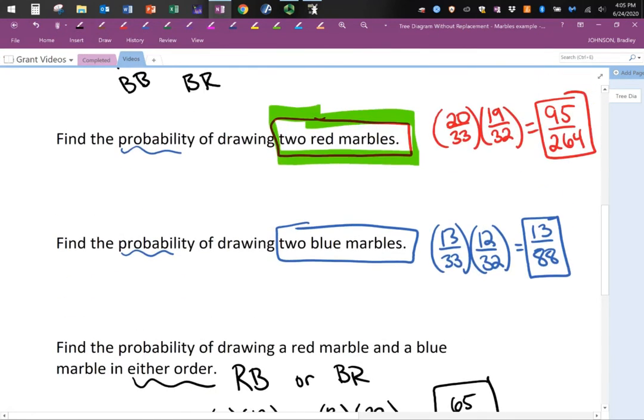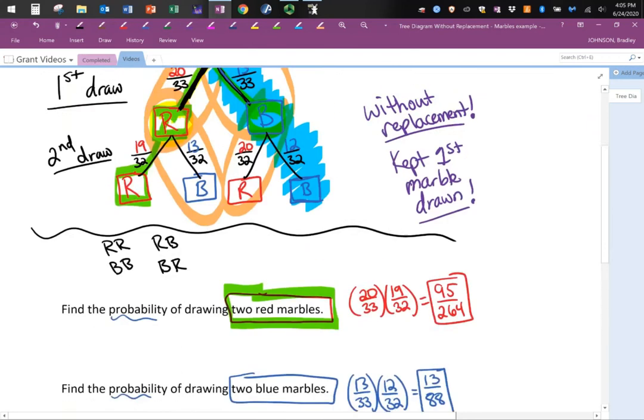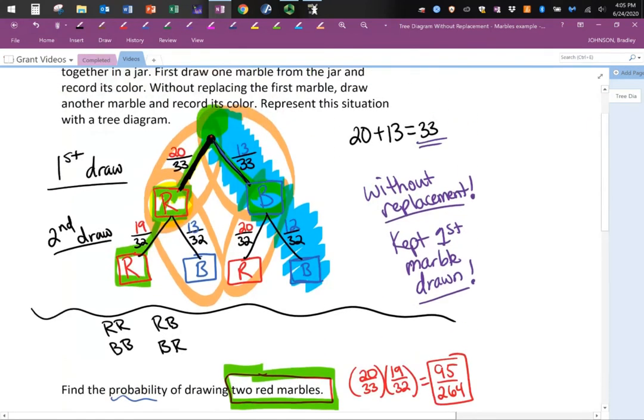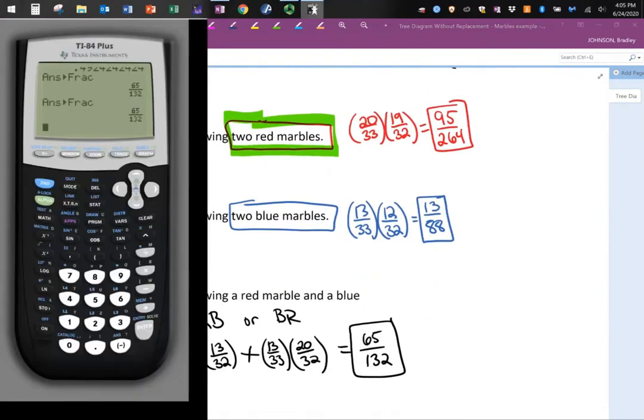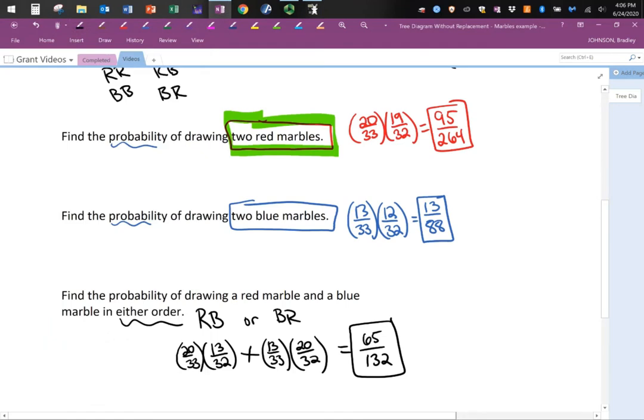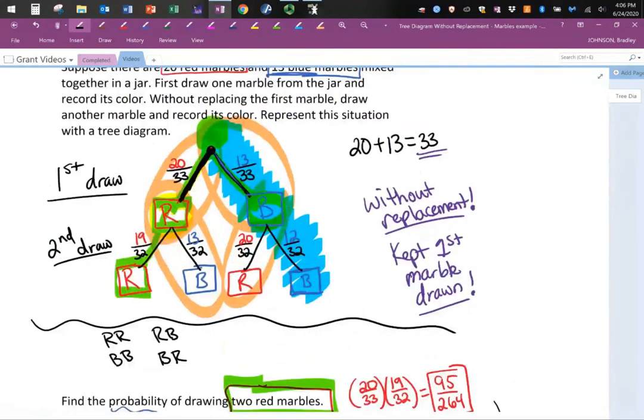Now we have considered all the different paths that could occur on this diagram. Now the diagram looks a little messy because of all the highlighting I did, but a good check to see if I've considered all the possibilities is to add these three values. So I can add the 65 out of 132, add that to 13 out of 88, and then add to 95 out of 264. When I hit enter, it adds up to 1. And it adds up to 1 when you add them all together, right? Because you have considered all the different possibility pathways that are possible.